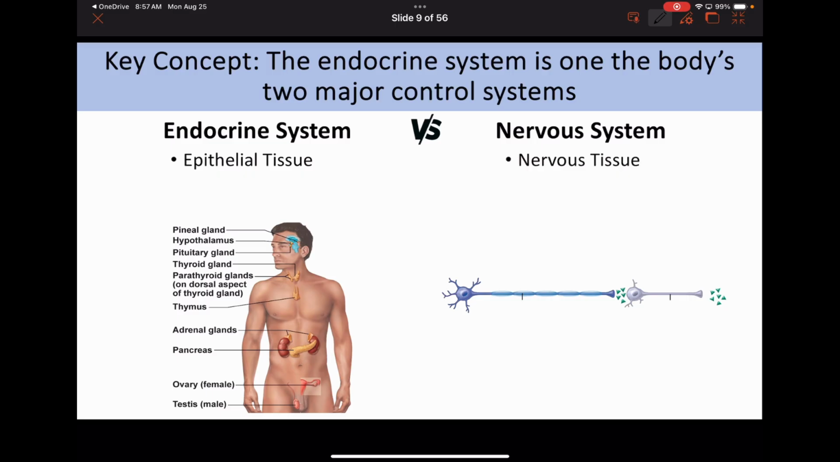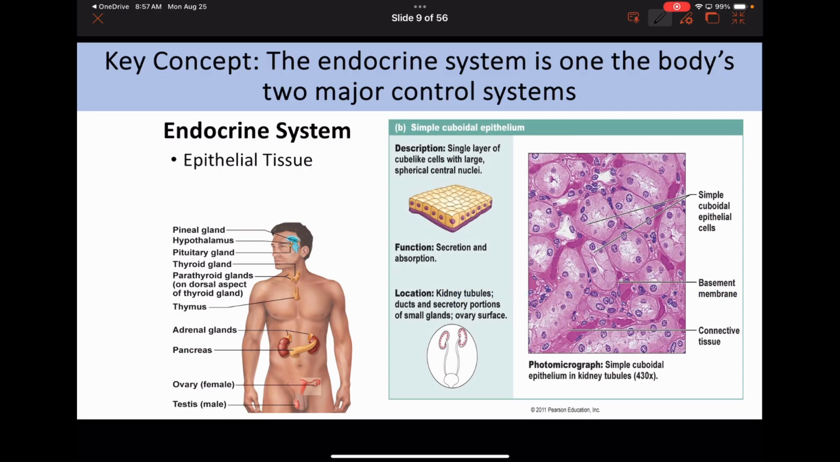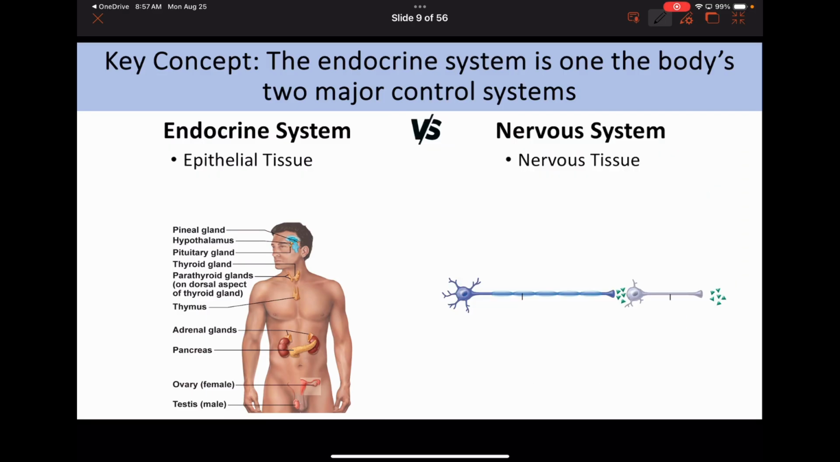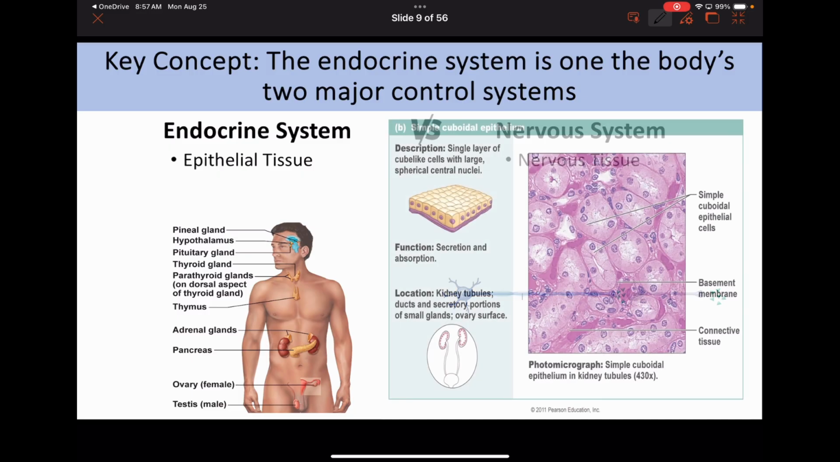So our endocrine system is made from epithelial tissues. Specifically, we'll talk about the very specific types of epithelial tissue we'll find in glands, which you should already know, but I'll ask you in a little bit. And then the nervous system is obviously made from nervous tissue. Oh, I was going to ask you that. I don't know if you saw it. Anybody remember the very specific type of epithelial tissue you find in glands? Simple cuboidal, yes. So make sure you remember that. I will probably ask you that again. But simple cuboidal for our glands.